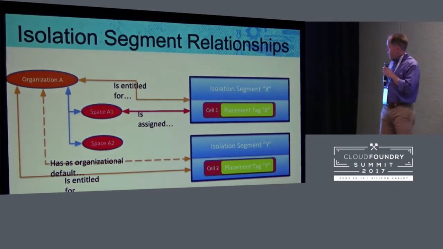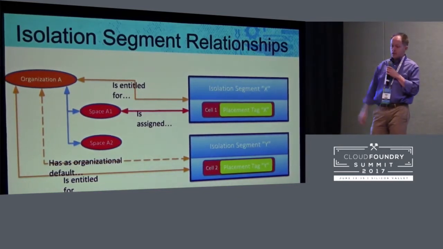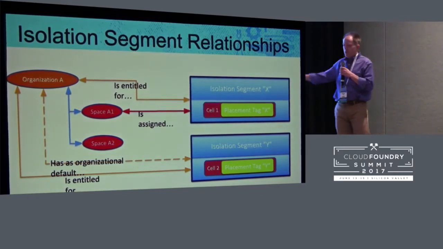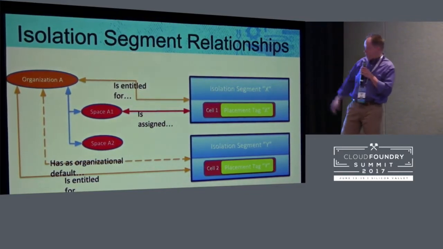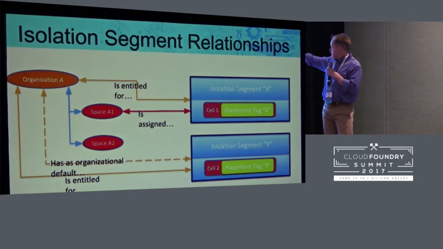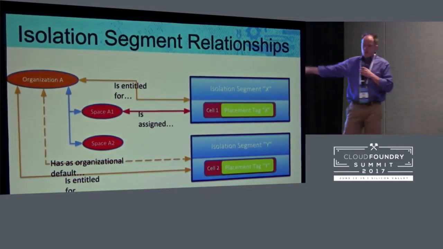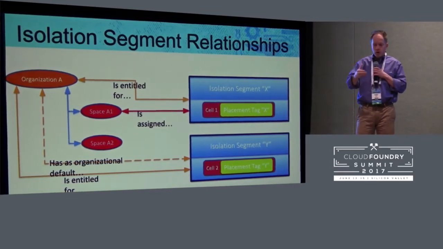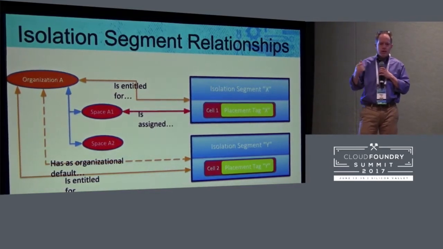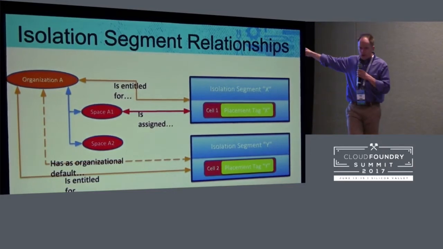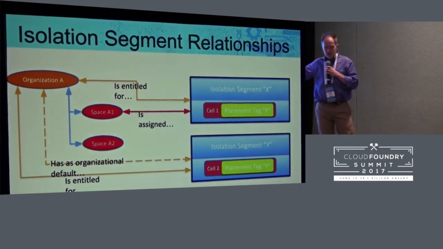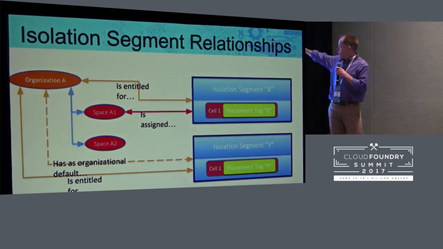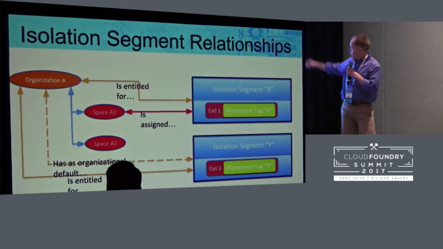So the next step would be that the org manager for that organization would come along and say, I've got some developers and I want them using that isolation segment. What he does in this case is assign that isolation segment specifically to space A1. And now any space developer who targets and then pushes to space A1, that app will land on that cell and only on that cell, never on any other cell. And any app pushed to another space, like space A2, will never land on cell one up here.